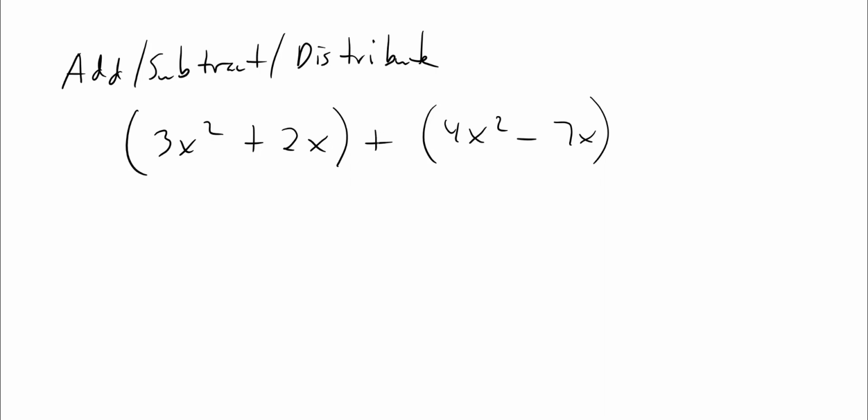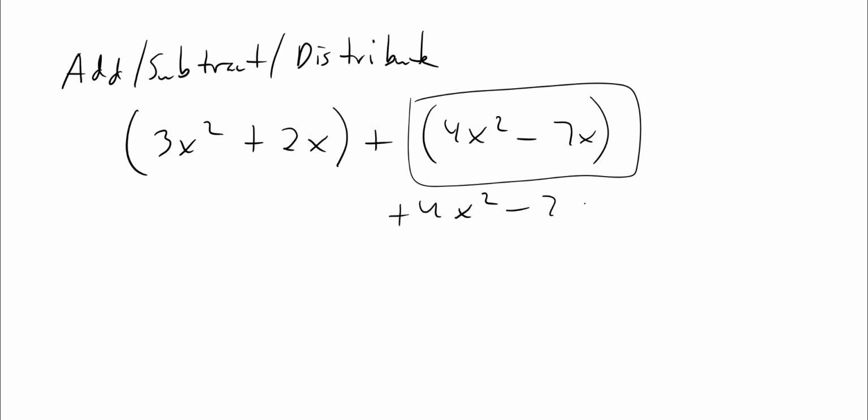So if there's a plus sign here, you're basically not doing anything to this set of terms over here. You're just rewriting it as plus 4x squared minus 7x. You're not doing anything to it. It's almost like saying you're distributing a 1. We'll talk about distributing in a second. But it's almost like you're distributing a 1 here, which means you don't do anything, right? 1 times anything is that same thing. So this is really what you have, 3x squared plus 2x, and then plus 4x squared minus 7x.